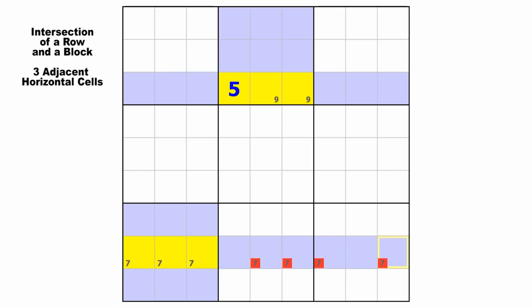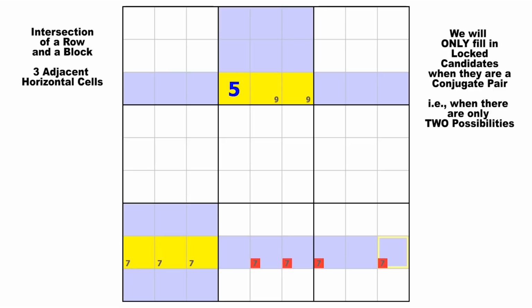So you see, this works either way regardless of whether there are 2 or 3 instances of our candidate in the 3 intersection cells. But as you may recall from lesson number 6, we won't be filling in locked candidates unless they are a conjugate pair, i.e. when there are only 2 possibilities. When there are 3 possibilities, like you see here in row 8, we will just make a mental note of it without actually filling them in. This will help save time and help keep the puzzle cleaner looking and less cluttered.